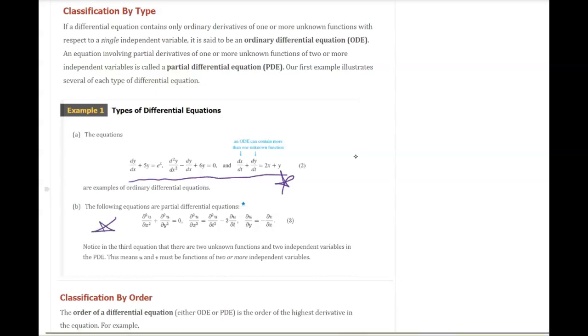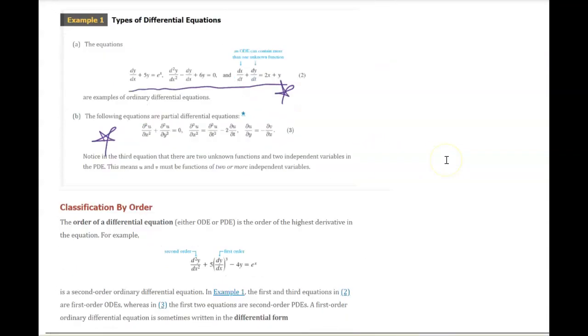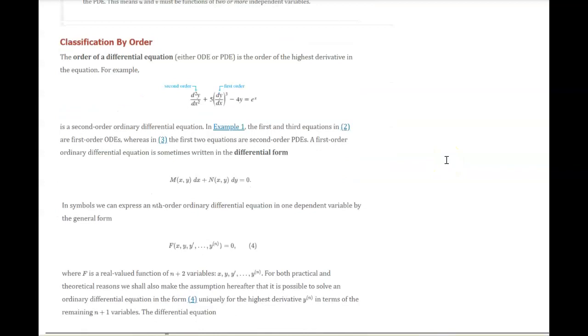However, there are partial differential equations which would require you to know some Cal 3 topics. That's not a prereq for our course, so we don't go down that route, but just know that they exist, okay? The next thing that you would want to make sure that you understand is the order of the differential equation. All that it means is that is the highest derivative in the equation.